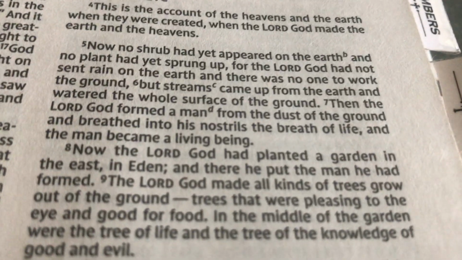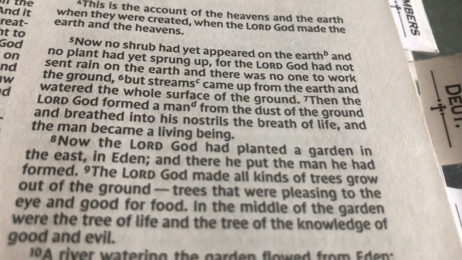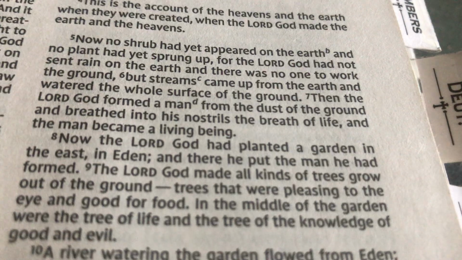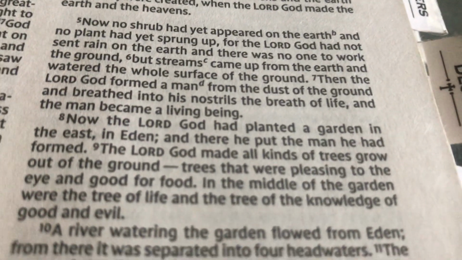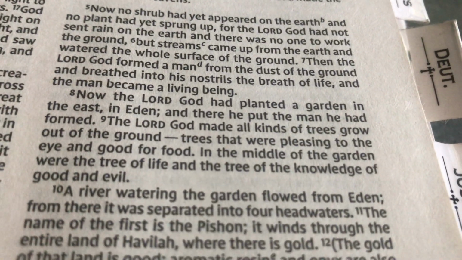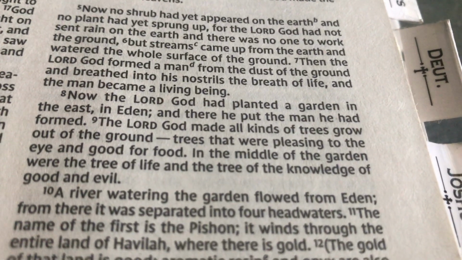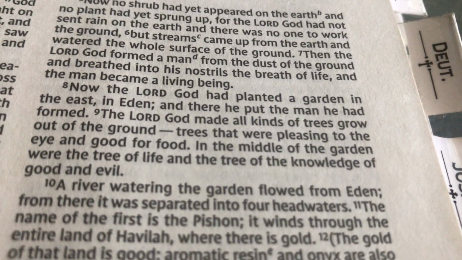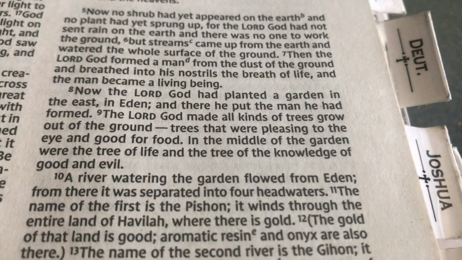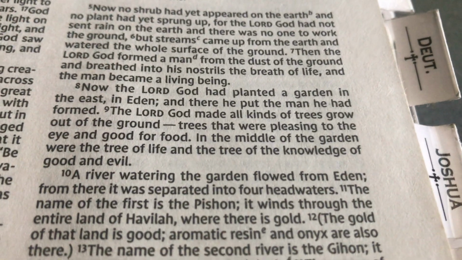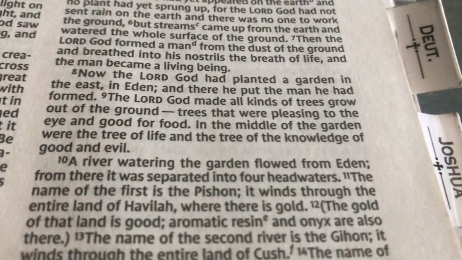Then the Lord God formed a man from the dust of the ground and breathed into his nostrils the breath of life, and the man became a living being. Now the Lord God had planted a garden in the east in Eden, and there he put the man he had formed. The Lord God made all kinds of trees grow out of the ground, trees that were pleasing to the eye and good for food.